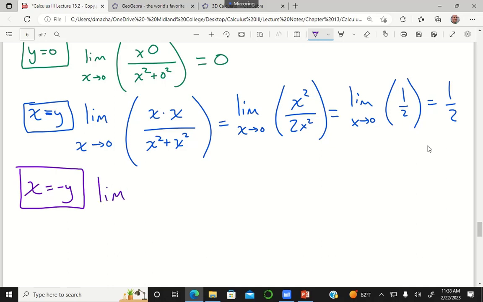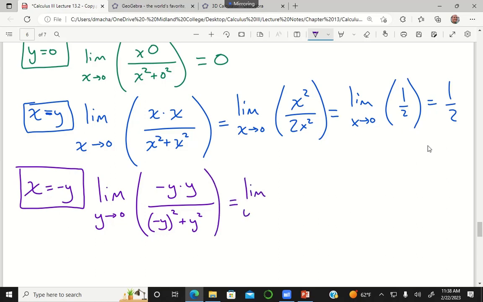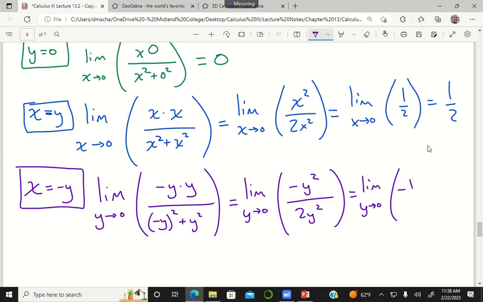of my favorite traces says I'm going to replace all of my x's with negative y's. And so this would give me negative y times y over negative y squared plus y squared. So this is the limit as y approaches 0 of negative y squared over 2y squared, which is the limit as y approaches 0 of negative 1/2, which is negative 1/2.